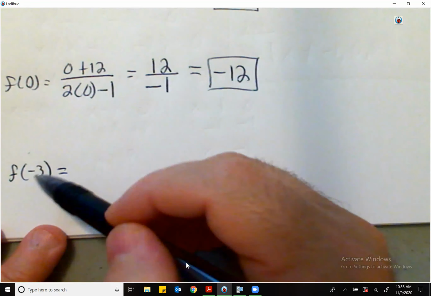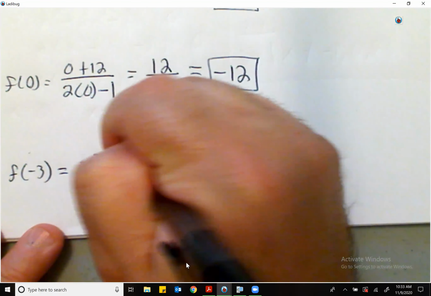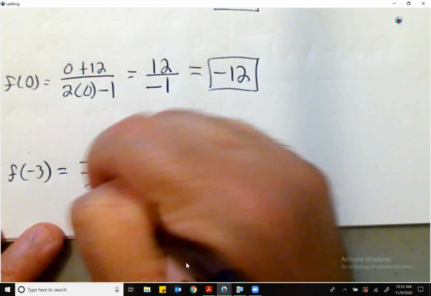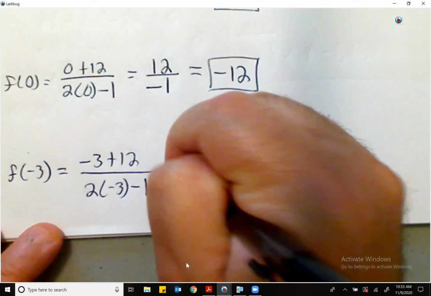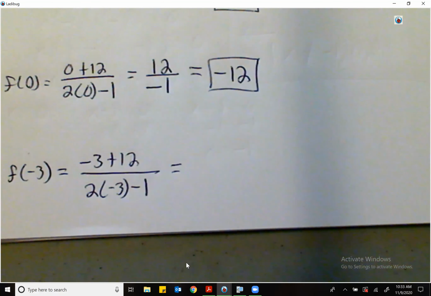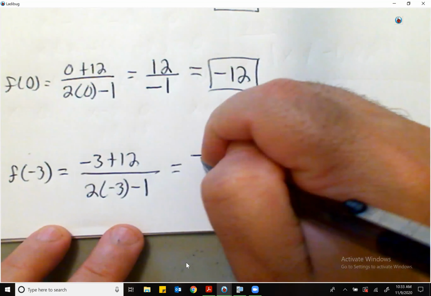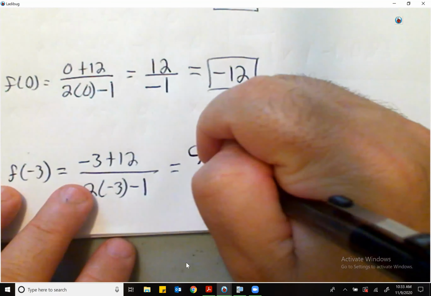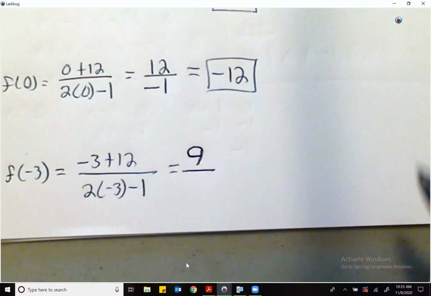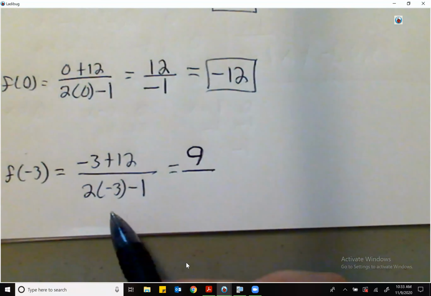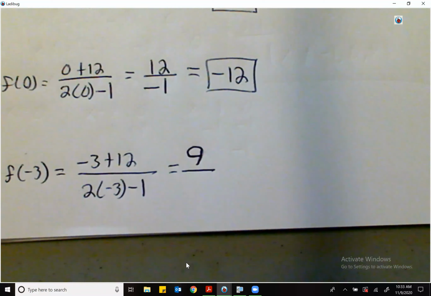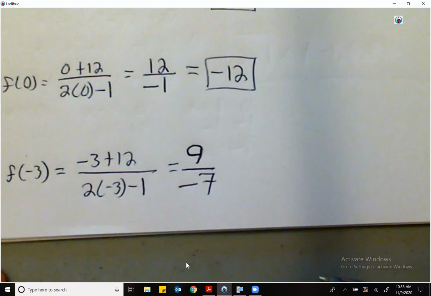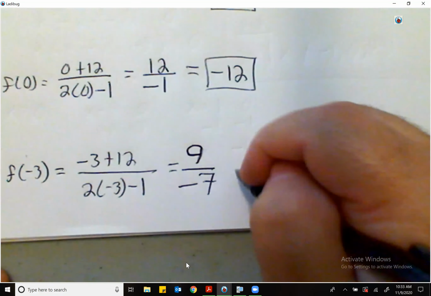So again, this time we just plug in -3. So we've got -3 plus 12 all over 2 times -3 minus 1. In the numerator, -3 plus 12 is 9. -9, or no, sorry, you're right, +9. And in the denominator, 2 times -3 minus 1 is -7. So does this reduce? No. So this is a-okay.